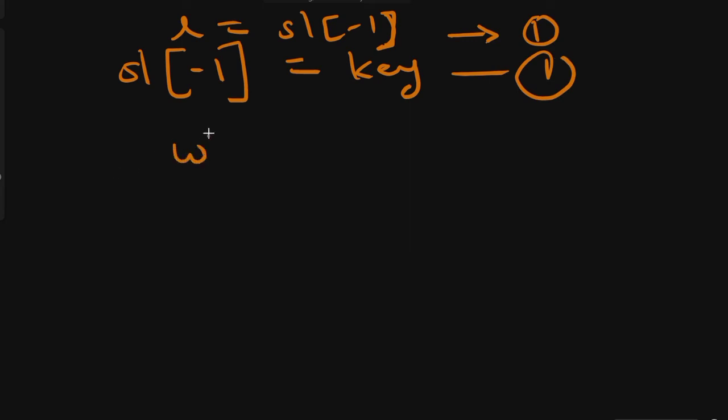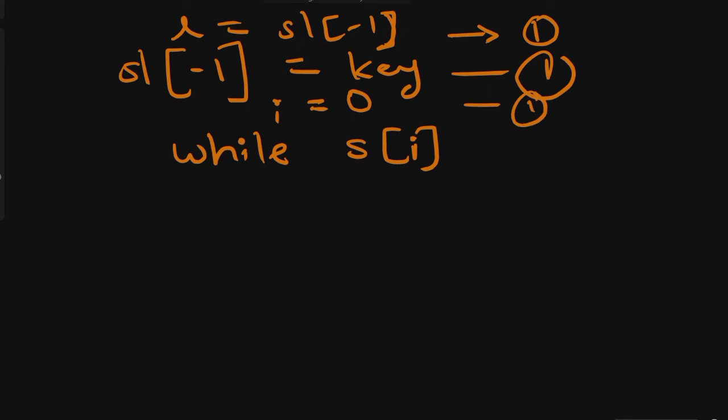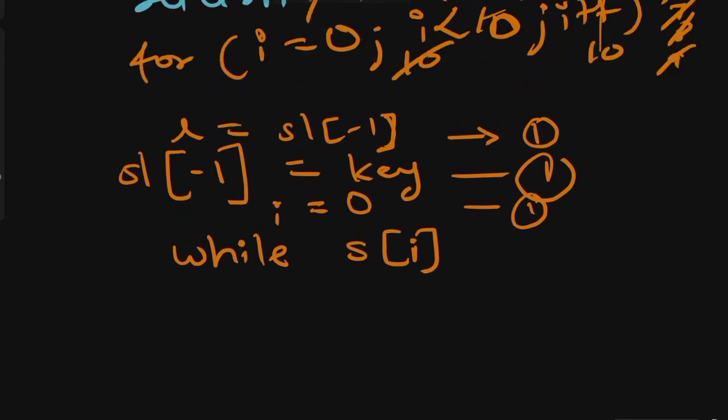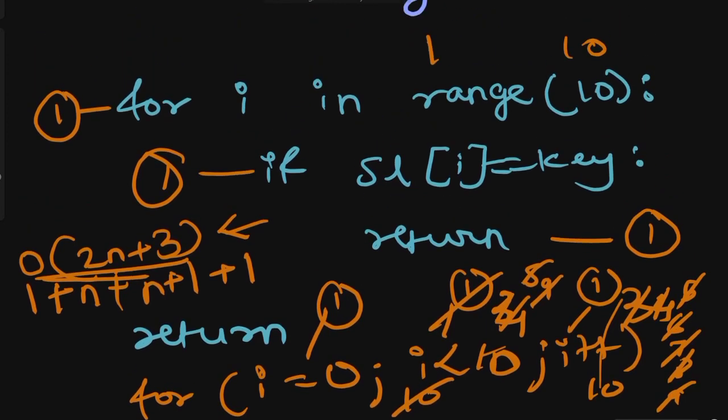Then what we do is, while S of I, basically I is initialized, and here I equal to 0. This is the third statement. There was a bit of a difference in this last case, so we'll just omit it, and then we will again go to that Sentinel search.